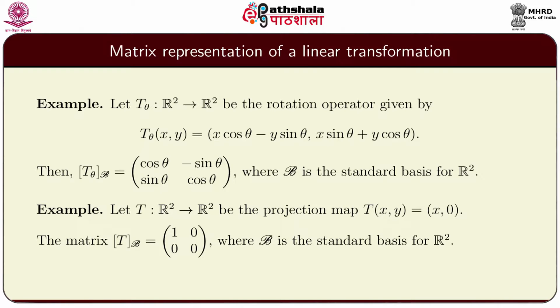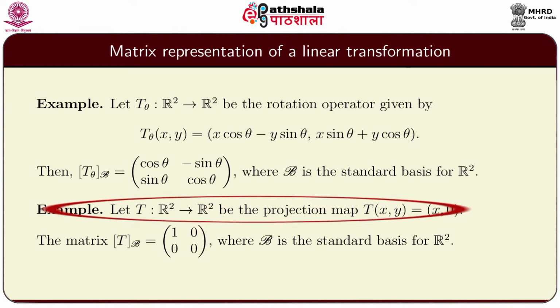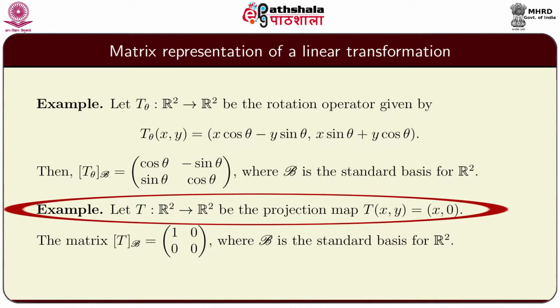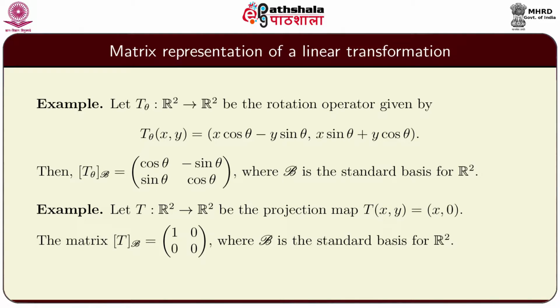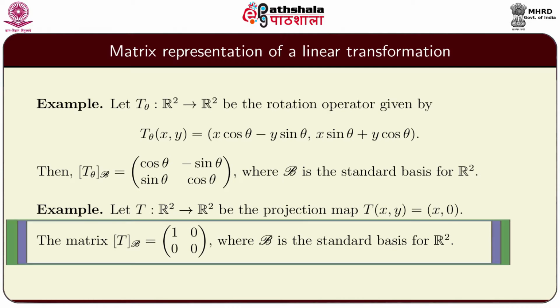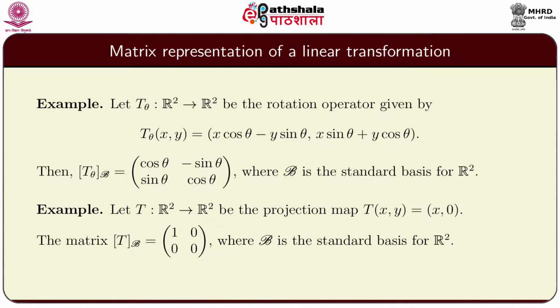Let us go to the next example. Look at the projection map T from R2 to R2 given by T of (x, y) equal to (x, 0). So, this is again the projection onto the x axis, and with the choice of the standard basis for R2, the matrix representation for T would be the matrix with the first row 1 0 and the second row 0 0. Again it is easy to understand because the first column (1, 0) would be T of E1 and the second column (0, 0) would be T of E2.